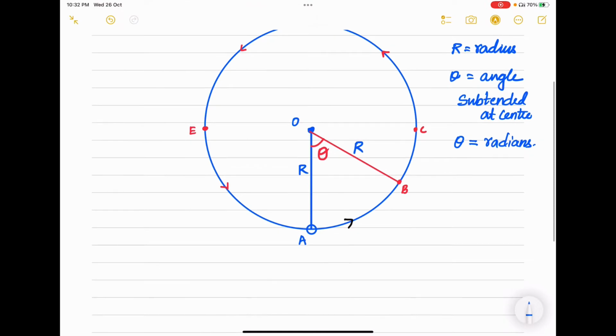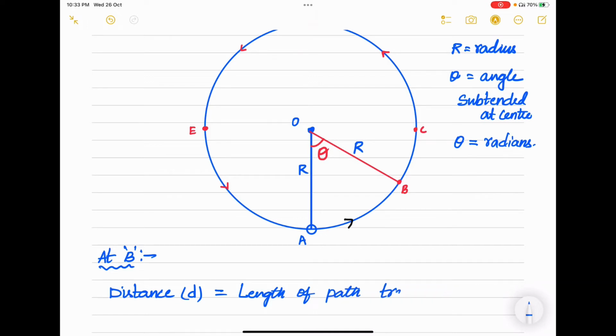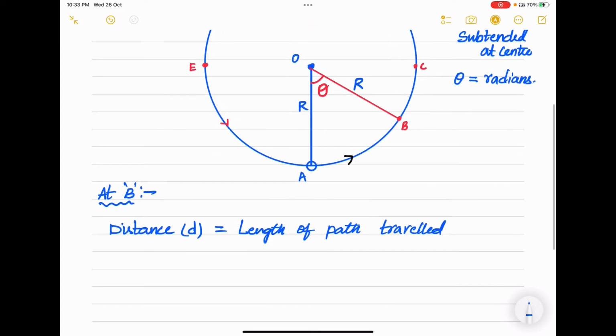So now for point B, to find a final or direct formula, the distance traveled on reaching point B is equal to the length of the path traveled. That is our basic definition. So from the above circular path, the length of the path traveled means the length of arc AB. I hope you understood, everyone. Length of arc AB. The particle is traversing along this circular path, and this is nothing but an arc for us.